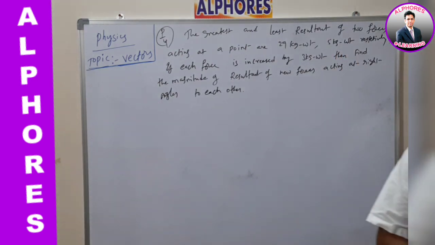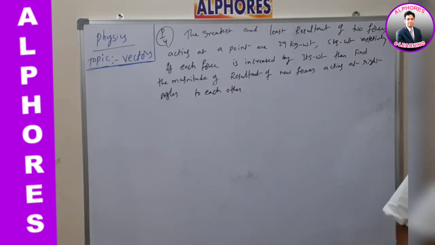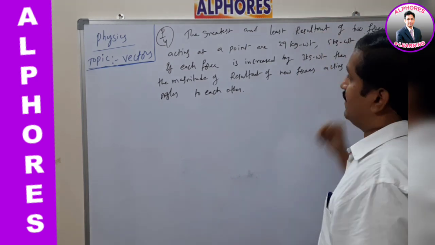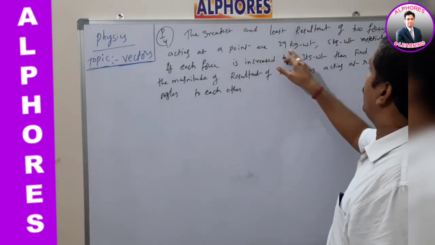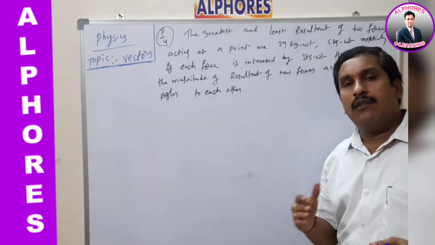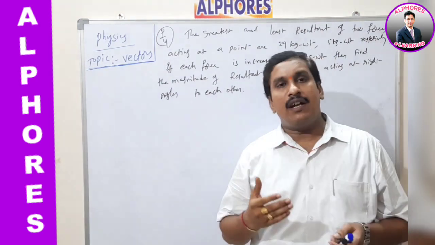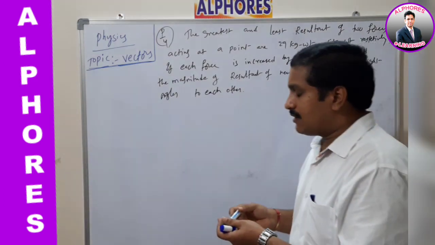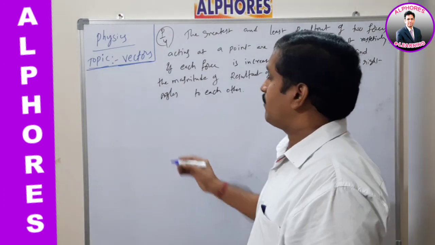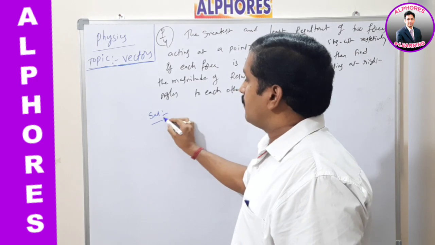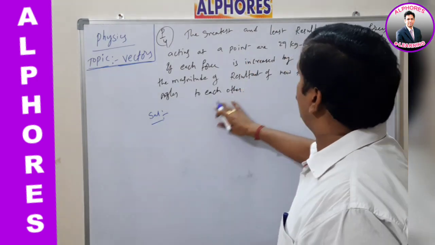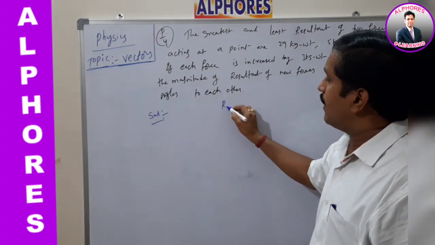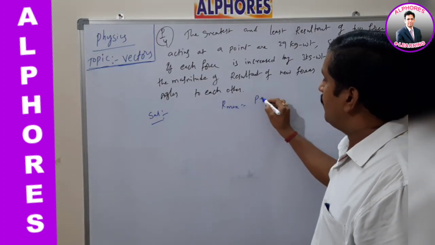So listen carefully. Here what I am giving is the greatest and least resultant of forces acting at a point, which are given by 29 and 5. According to the concept of parallelogram law of addition of vectors, what is the maximum resultant and minimum resultant of two forces? Maximum resultant of two forces we know already from the concept. Suppose P and Q are the two forces, then R maximum is equal to P plus Q.